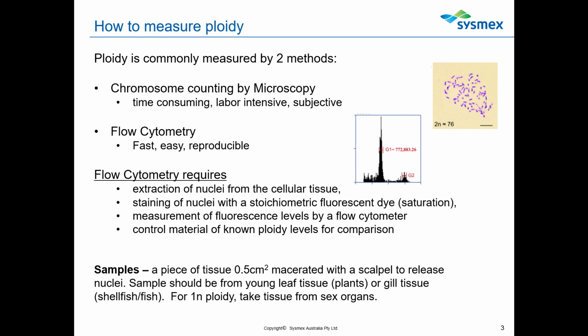In terms of a sample, you can run any sample on the instrument providing you can extract the nuclei from that. So it might be a piece of leaf tissue. If you're running plants, it could be a piece of root tissue, or from a fish or a shellfish, you could use some of the gill tissue, which you can then macerate, extract the nuclei. So you want to chop them up to release the nuclei, and then stain it with dye and run it on the instrument. So the piece of tissue, as a rough guide, should be about 0.5 of a centimetre squared in size, and that should be adequate to extract sufficient nuclei for analysing by flow cytometry.